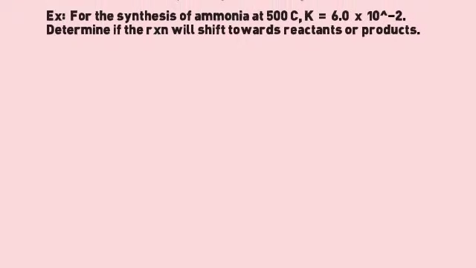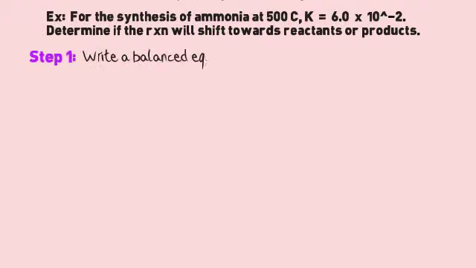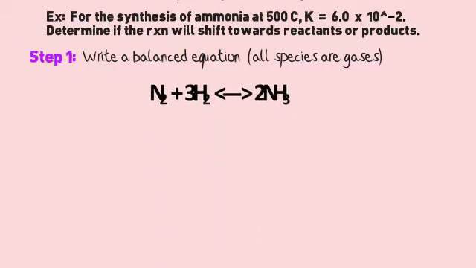For the synthesis of ammonia at 500 degrees Celsius, K is equal to 6.0 times 10 to the negative 2. Figure out if the reaction will shift towards reactants or products. You're solving for Q, in other words. Step 1, always the same. What is it? Yep, write that balanced equation. In this case, all species are gases. You can stop the program, or you can see the equation. Here it is.